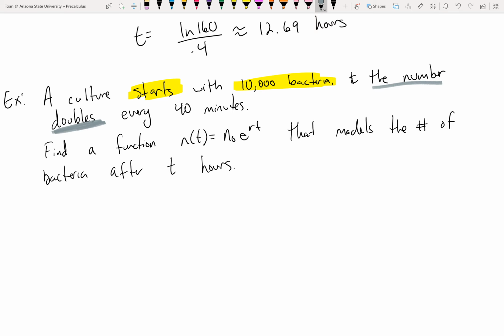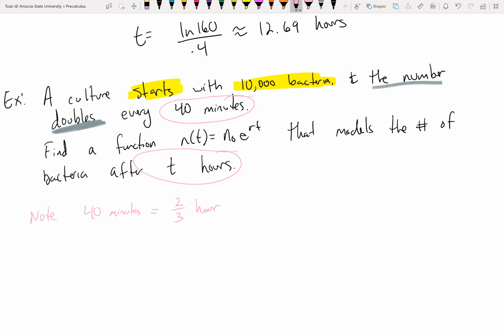Now here's the key thing about this problem. It's trying to be sneaky here. It tells us it doubles every 40 minutes, but the question wants t in hours. So just keep in mind that you're going to have to convert the 40 minutes into hours. So I guess I'll keep that in pink. So note, 40 minutes is 2/3 of an hour, right? 40 divided by 60 is 2/3.